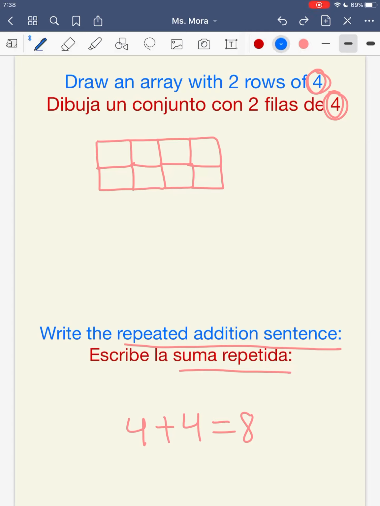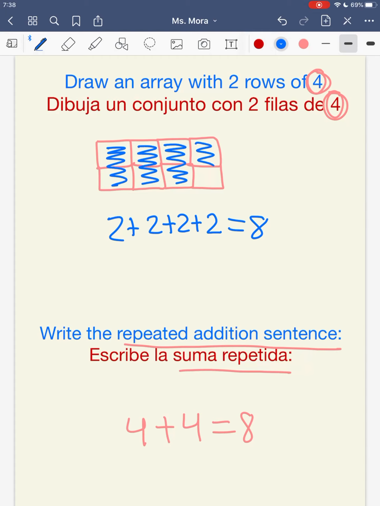Again, you might think that the repeated addition sentence is 2 plus 2 plus 2 plus 2 equals 8. But if you write that, then you are adding the columns. So here's one column of 2, another column of 2, another column of 2, and another column of 2. Okay, guys, but that is not the correct repeated addition sentence right now, because right now we're talking about rows, okay, not columns.